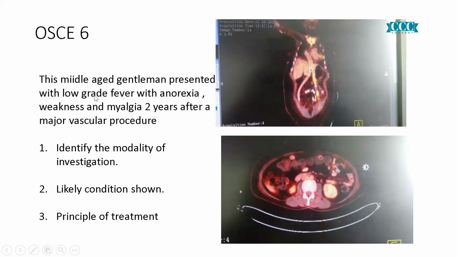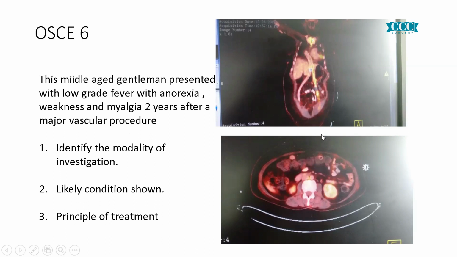But now he's come back with a low-grade fever and with severe anorexia, weakness, and myalgia. This has continued for the last 3 weeks, despite taking the best of antibiotics available. And the person really looks frail.